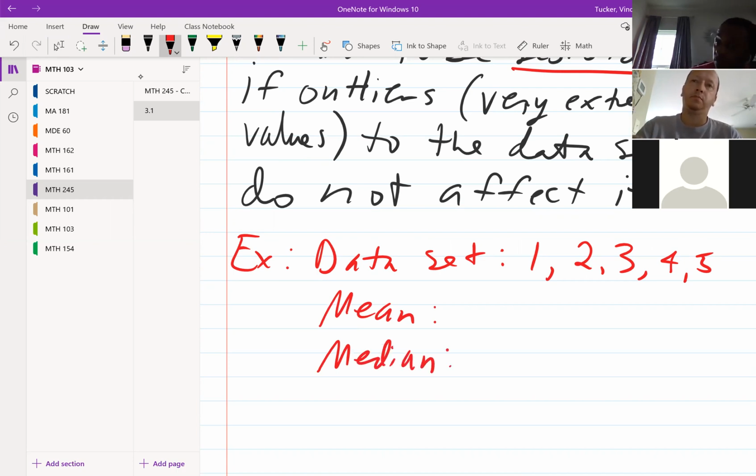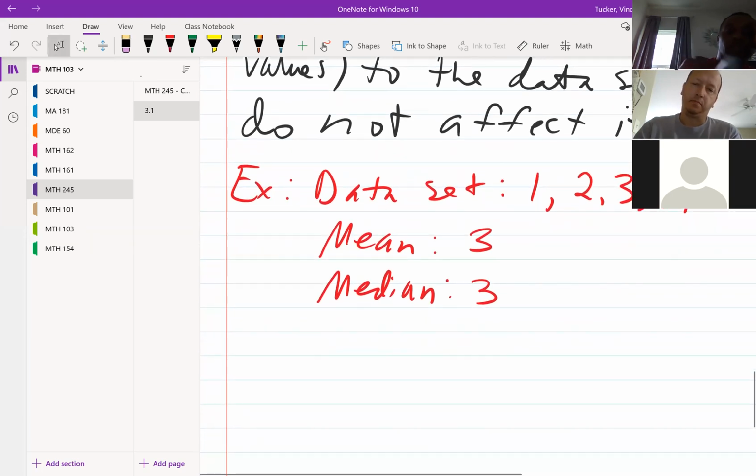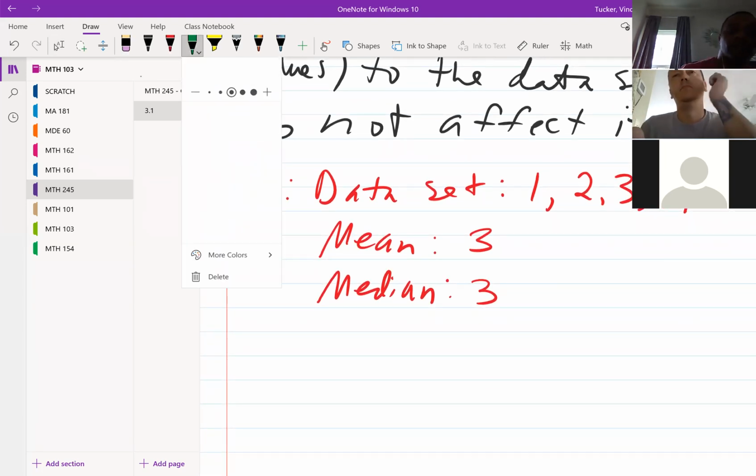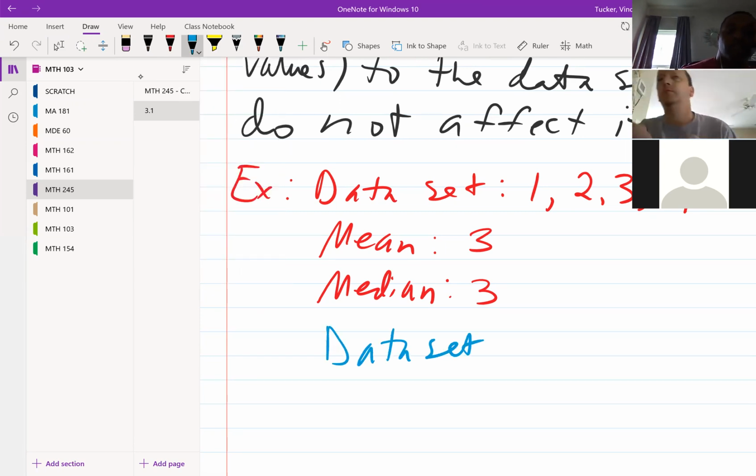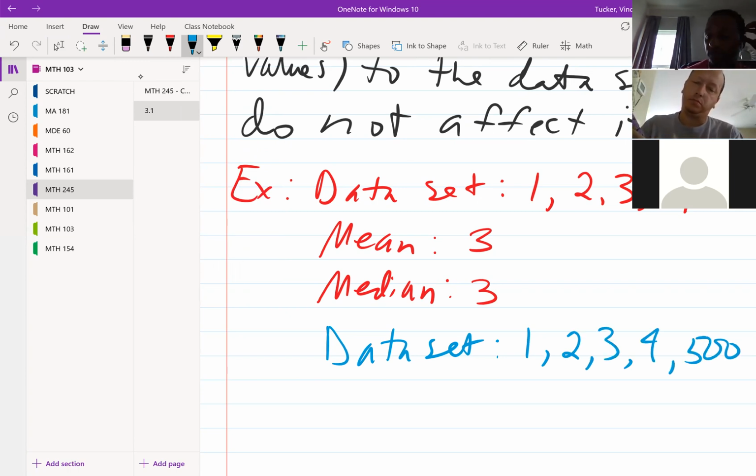All right, so if I have the data set 1, 2, 3, 4, 5, we've already done this, but I just want to show you what happens when you interject an outlier. So we already saw that the mean was 3 and the median was 3 for this data set. But now, let's say I have the data set 1, 2, 3, 4, 500. So of course this 500 is the outlier.